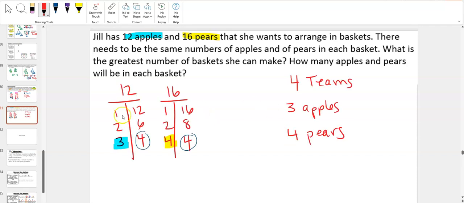All right, so if I go and I make my T-charts for these apples and pears, I'll find that 4 is the greatest common factor. So there are 4, oops, I put teams. We're not dealing with teams again. It's supposed to be baskets. Okay, 4 baskets. And inside each basket, we're going to have 3 apples because 12 was the number of apples. And I'm looking at the factor pair that goes with my GCF. And 4 pears. Okay, and that's it.